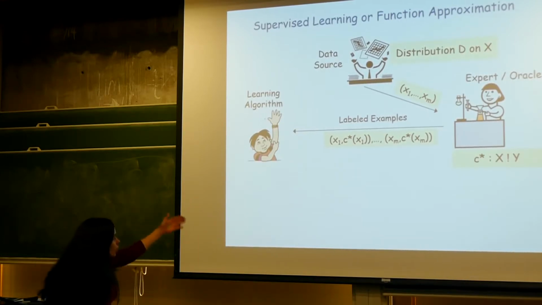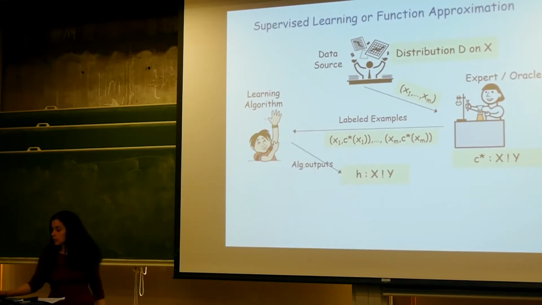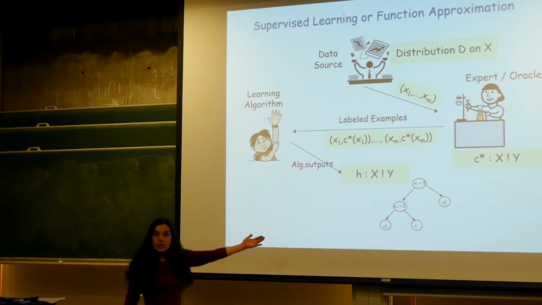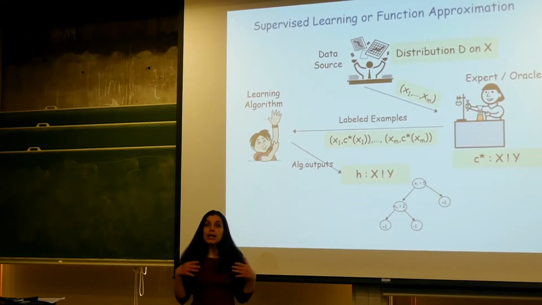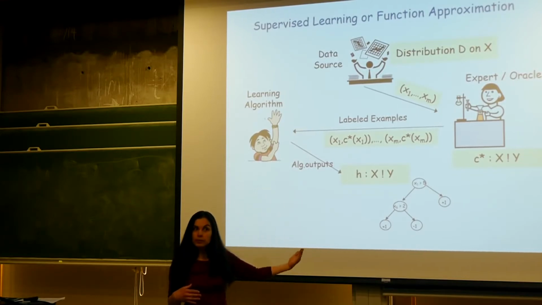Okay? And then this set of labeled examples is given as an input to a learning algorithm, which then produces a hypothesis function, for example, a decision tree, that is then used to classify new subsequent examples that would come from the same underlying source.